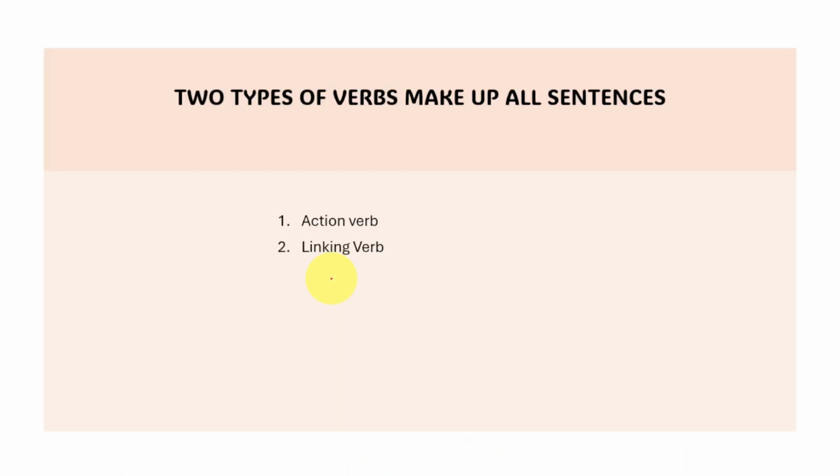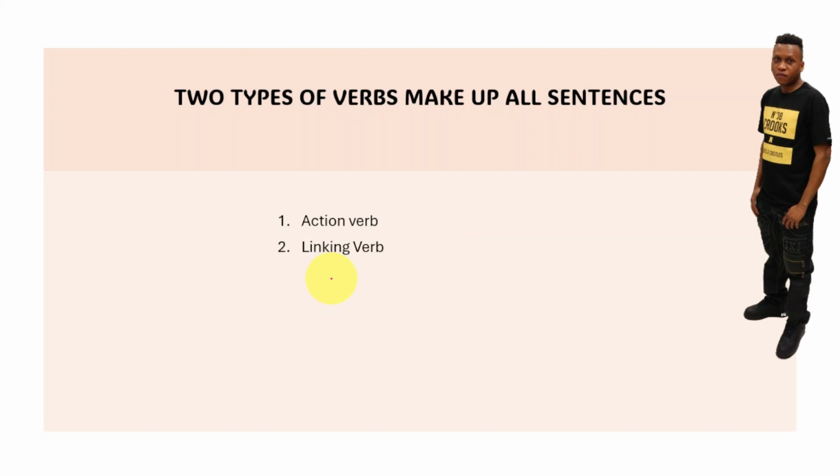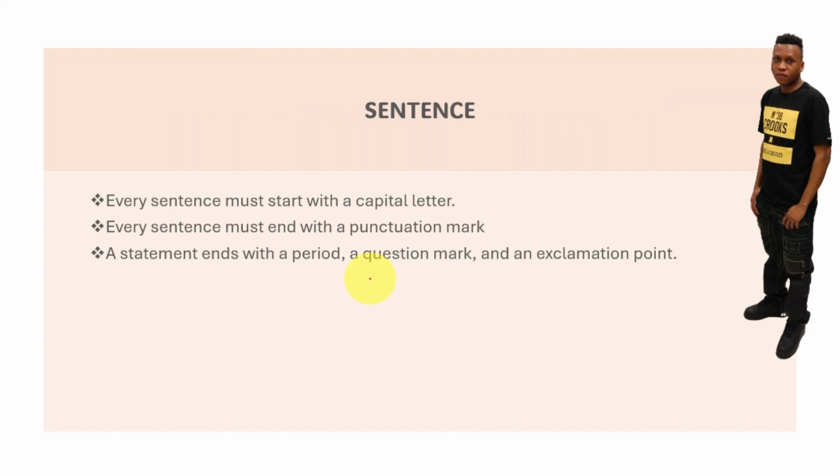All right, because some of the sentences we're gonna combine together. So we have different types of verb. I want you also to understand it. Two types of verb make up all the sentences. We have action verb. We also have linking verb. Okay. Now, every sentence must start with a capital letter. Every sentence must end with a punctuation mark. In case you don't get it, that's the one. A statement ends with a period, a question mark, or an exclamation point.